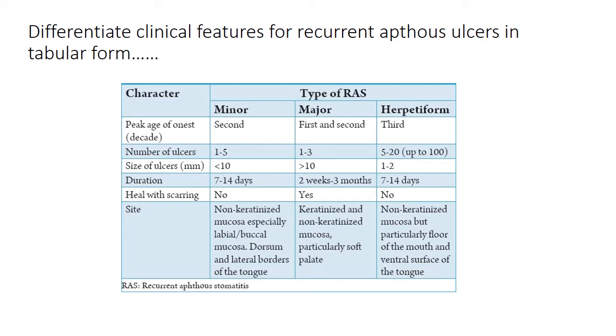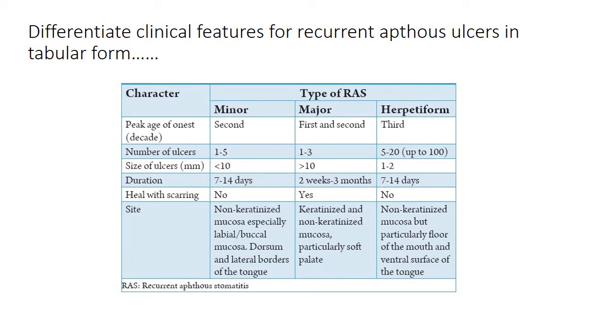So here we have shown the clinical features, differentiating the clinical features of recurrent aphthous ulcers in a tabular form. Here we have tabulated the three different forms of recurrent aphthous stomatitis, and we have tried to differentiate them based on their clinical features.